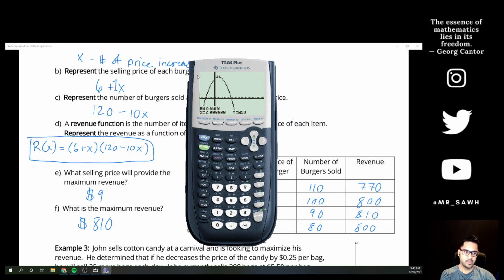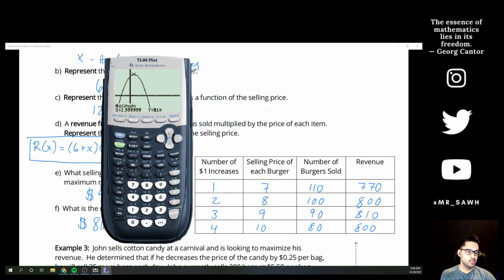It doesn't actually tell me the dollar amount. So it says 3 because that is the number of increases required, right? That's how we defined our variable, right? So if you actually do this in the calculator, you will find a vertex of 3 and 810. In terms of this question, 3 is the number of increases, and 810 is the revenue.